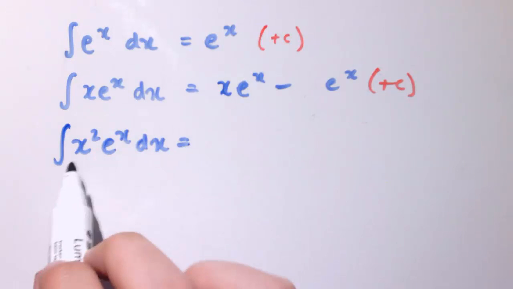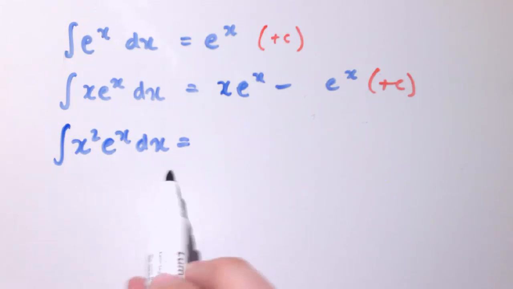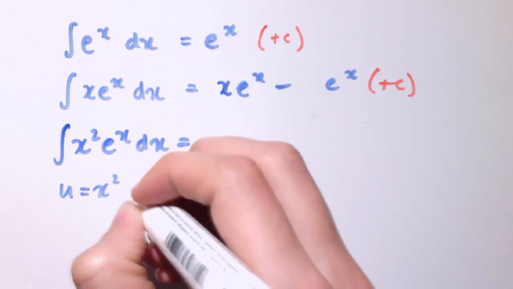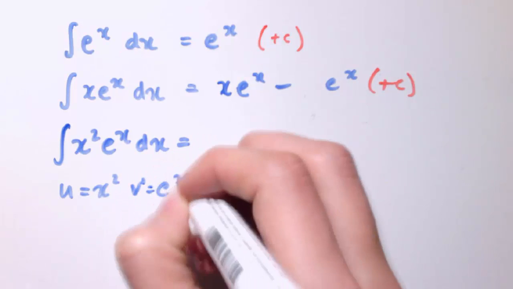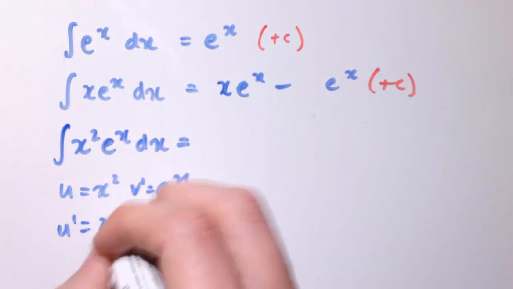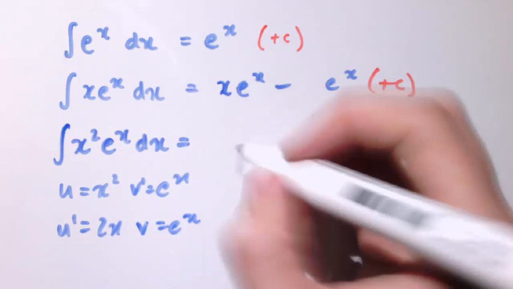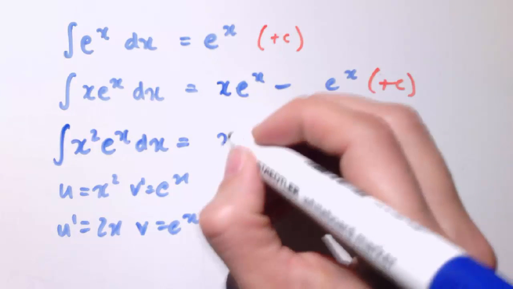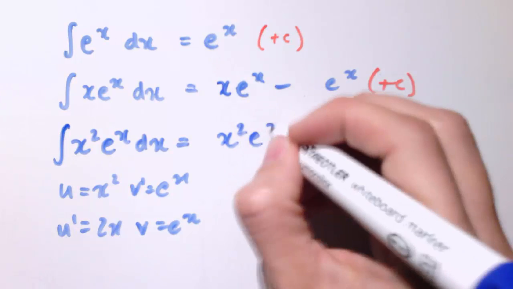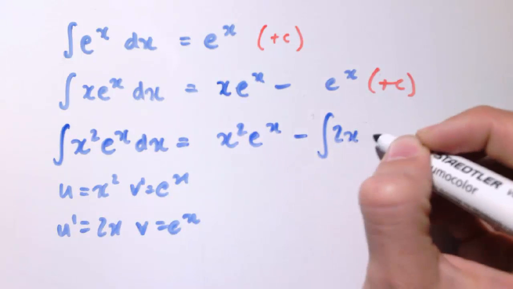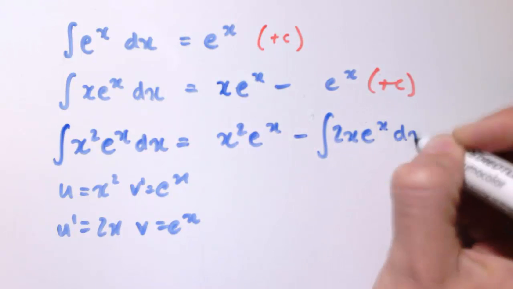Okay, so next one, the integral of x squared e to the x. So you can see what I'm doing here: I'm increasing the power of x each time. This time we'll have u equals x squared, v dash equals e to the x, so u dash is 2x, and v equals e to the x. Applying the integration by parts formula gives me x squared times e to the x minus the integral of 2x times e to the x dx.